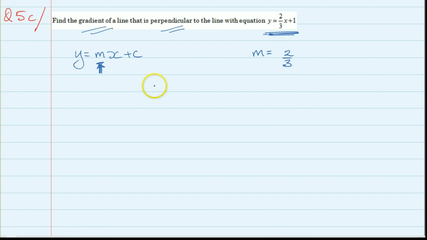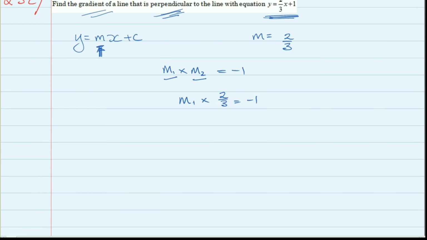We should also remember that for perpendicular lines, if we multiply the gradients of the two lines together, so the gradient of the first line times by the gradient of the second line, that will simply equal -1. So if we want the gradient of the perpendicular line, we know that m1 times by 2/3 is equal to -1. And if we rearrange this, we'll know that m1 is equal to -3/2.